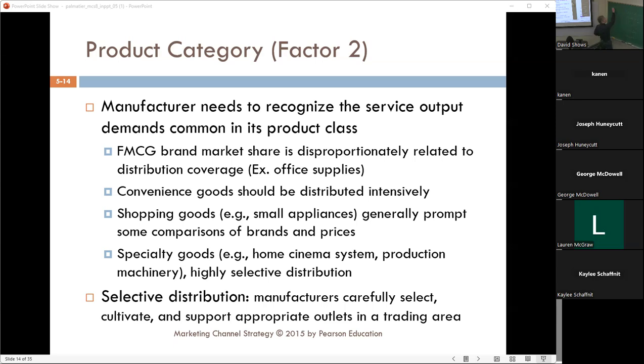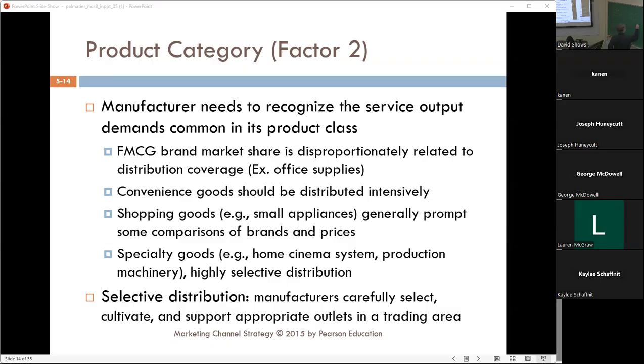And for these product categories, okay, the channel strategy for convenience is intensive distribution. Okay, we push those into as many places as possible. So convenience goods are those that should be distributed intensively in the closest reasonable location.